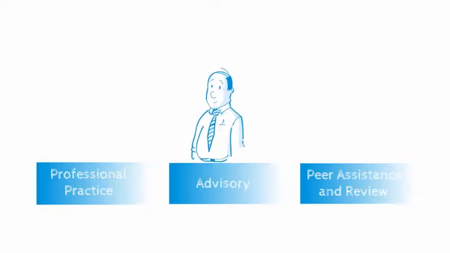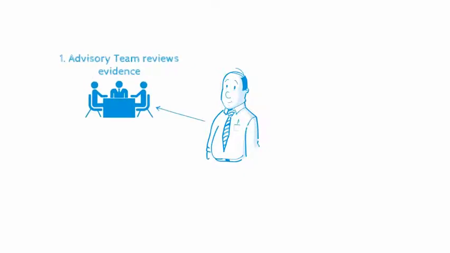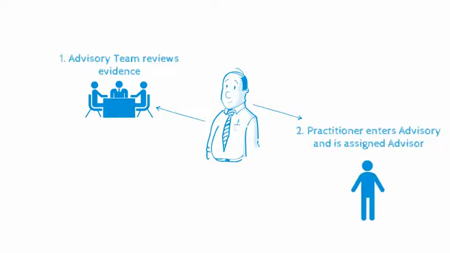enter the advisory process. The evidence of performance will be submitted to the advisory team for review. The advisory team will recommend the practitioner to advisory if the evidence indicates the person might be struggling to meet standards. Upon entering advisory, the practitioner is assigned an advisor. This is typically a consulting teacher who acts as a neutral third party to assess whether the facilitator's concerns are valid and to assist the practitioner around areas of concern, working to develop a support plan to meet standards.